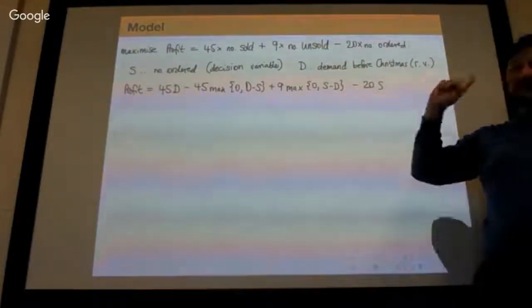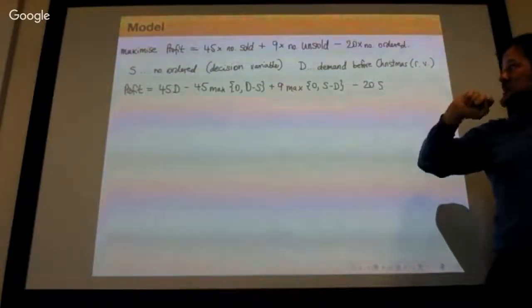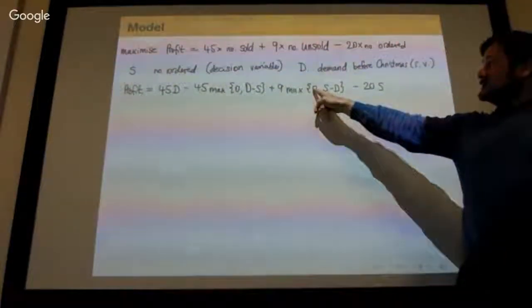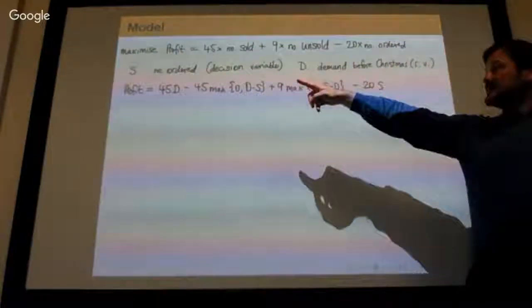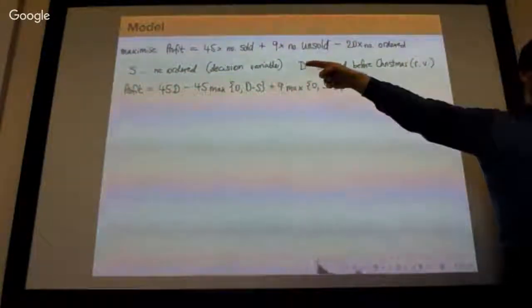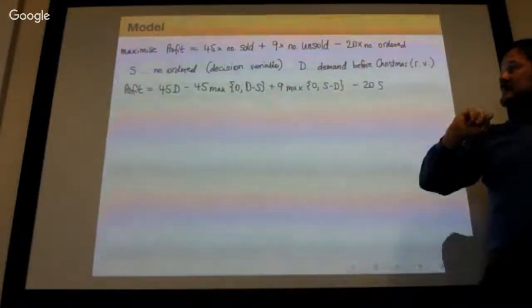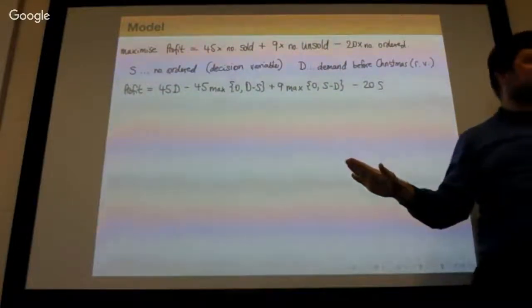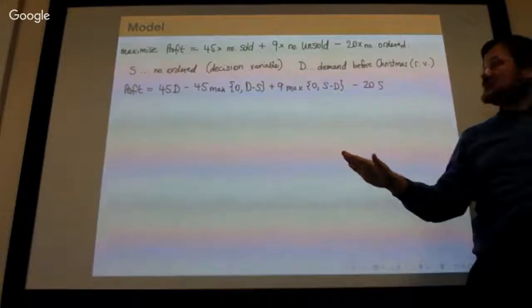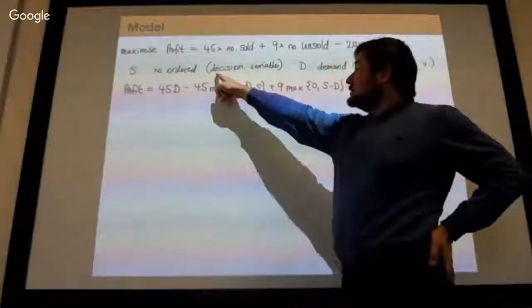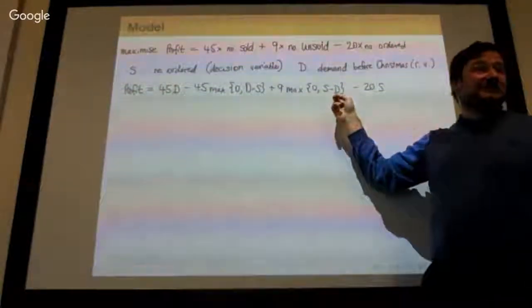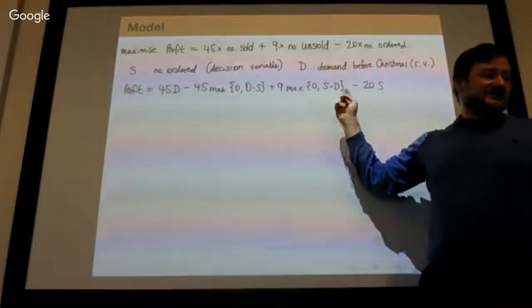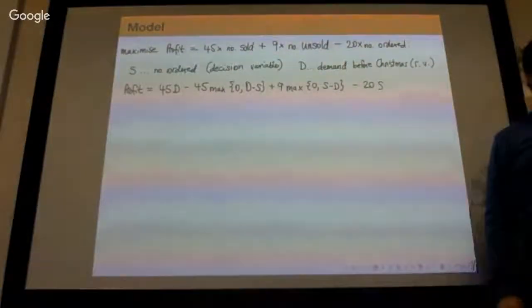Because the number of bicycles that are not sold is 0 if the demand is larger than, or at least as large as the number we bought. So if D is greater than or equal to S, then there's nothing that remains unsold. But if we had ordered more than we are able to sell, then the difference between what we ordered and what we were able to sell is the number that's left over and so on. Okay?